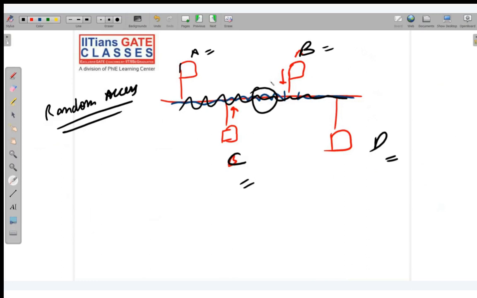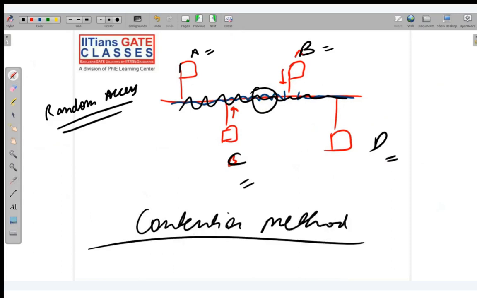So there is a sense of competition, right? Like A, B, C, and D all want to send data at the same time, so they will compete. That's why we call this method the contention method. Contention means competition. Please write it: each station competes for the channel. Hence, these are also known as contention methods.